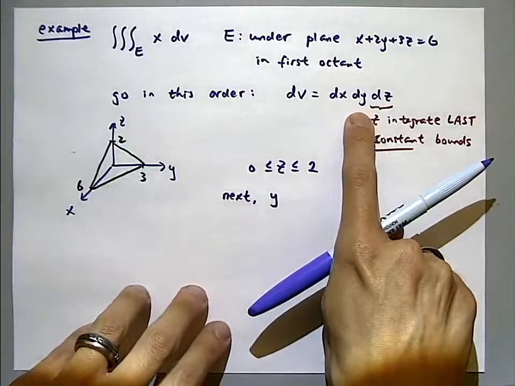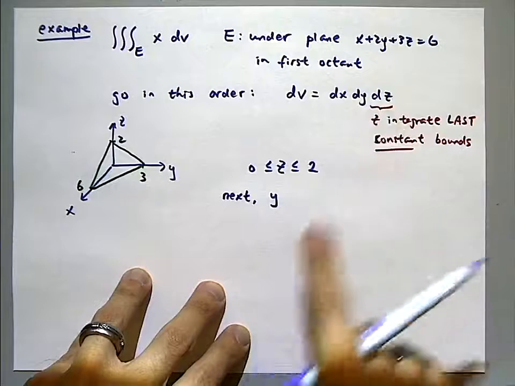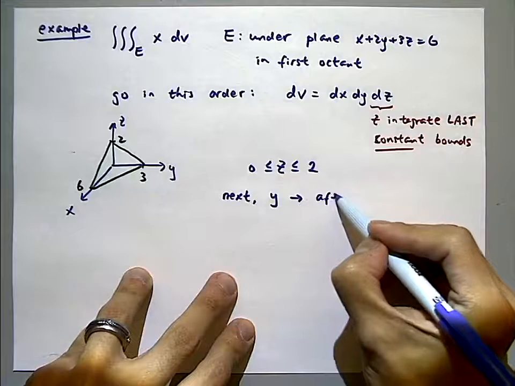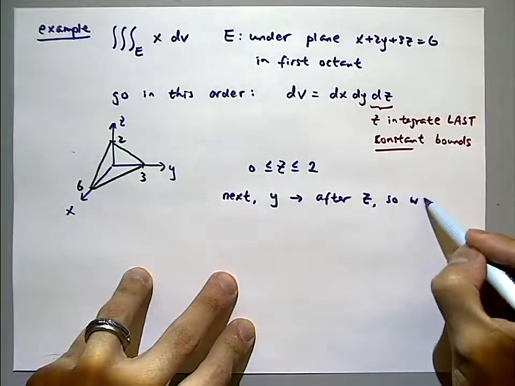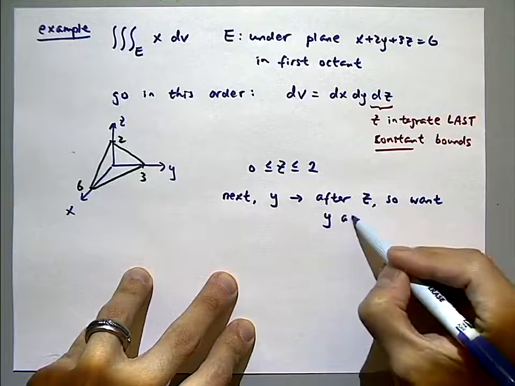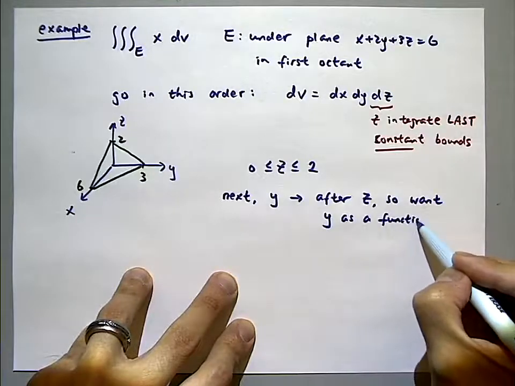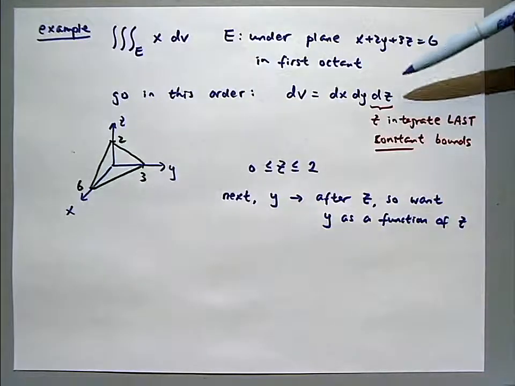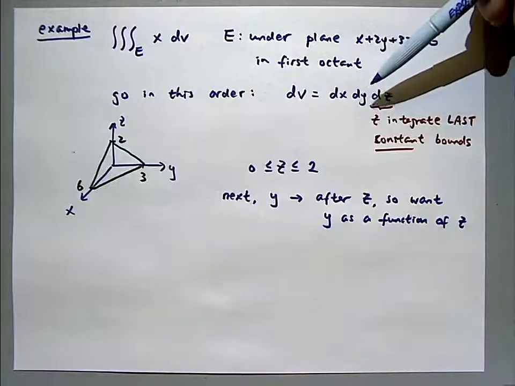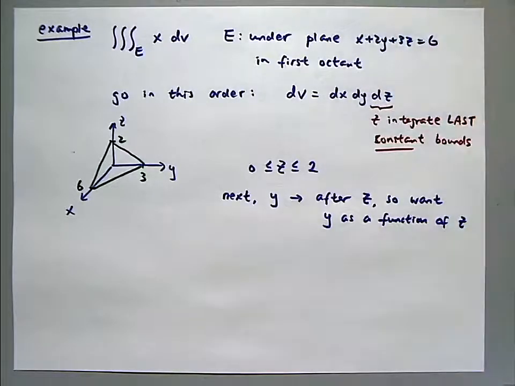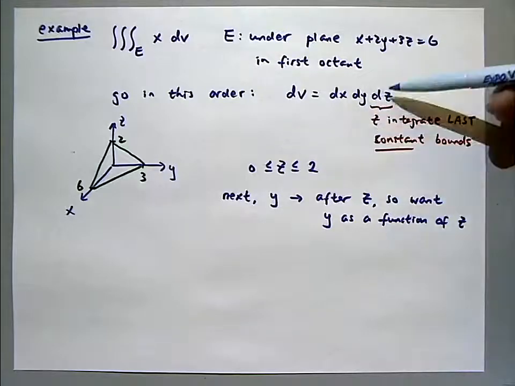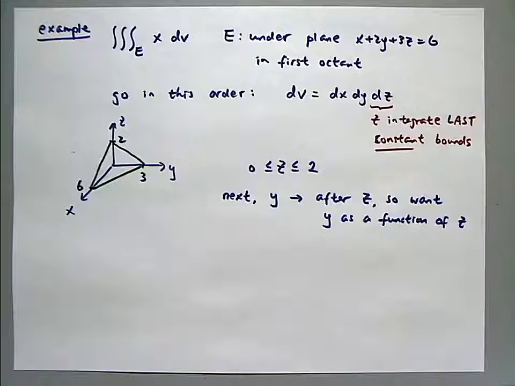Next, we're going to do y. And the fact that it comes after z means that we want the relationship between y and z. We want y as a function of z, because z has already happened. Once I've chosen a z, I need to know how y is dependent on z. X has not even come into the picture yet, right? The way we read this thing here, if z is equal to 2, what is y? Once we know what y is, then what is x? That's the order that we're going to be looking at things.